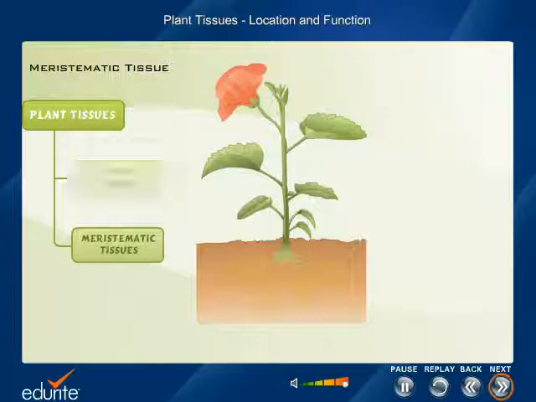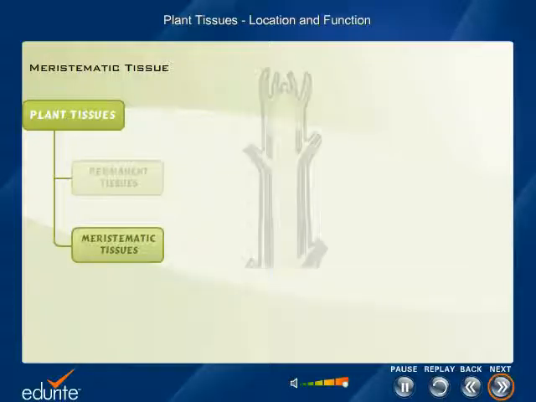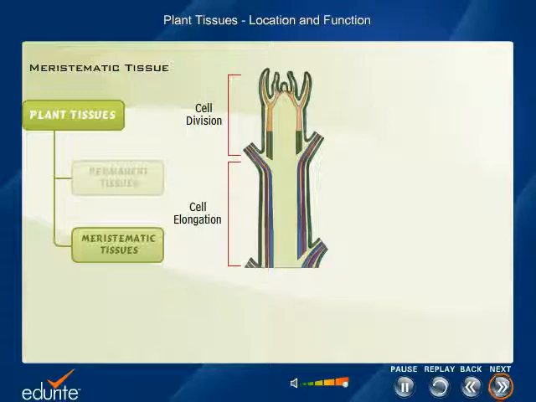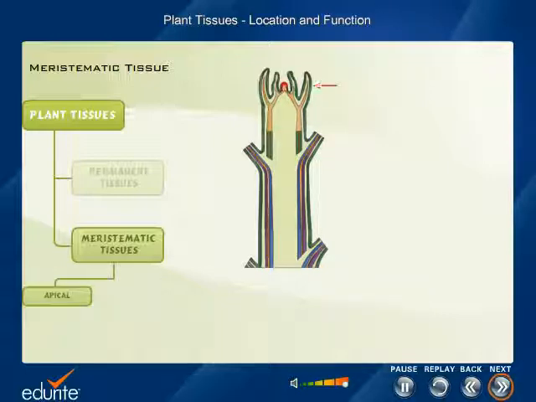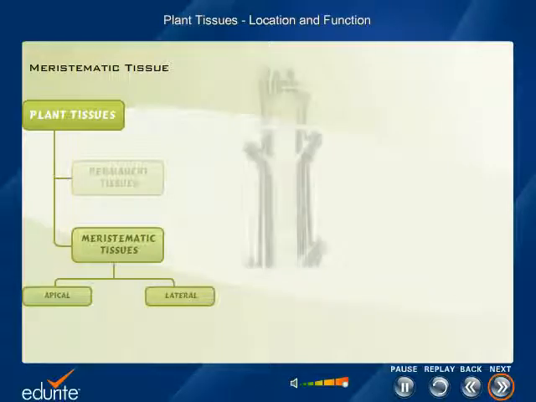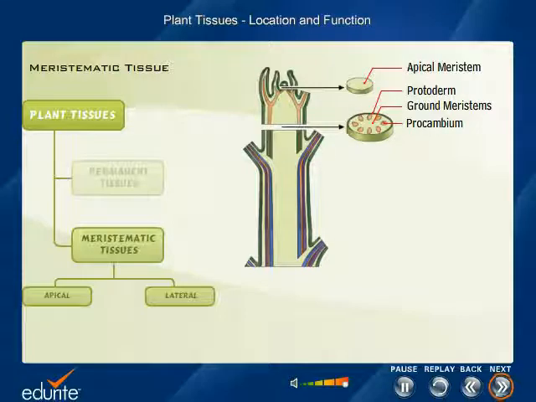Meristematic tissue. All plant growth occurs by cell division and cell elongation. Cell division occurs primarily in regions of undifferentiated cells known as meristems. There are two types of meristems, apical and lateral. The meristematic tissue is located in the growing points of roots and stems and where branching occurs, at the nodes of stems. These are called apical meristematic tissues. They make the plant grow in height.